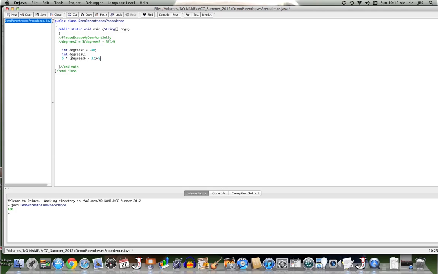Now, if I did not include these parentheses, my calculation would be off because 5 would have been multiplied by the degrees Fahrenheit, 32 would have been multiplied by 9, and then those two resulting figures would have been subtracted one from the other, and I would have had an incorrect result. With my parentheses, I force my compiler to do this subtraction first, and then the laws of associativity and precedence have me multiply that value by 5, divide by 9. And so I'm going to store that value into degrees C.